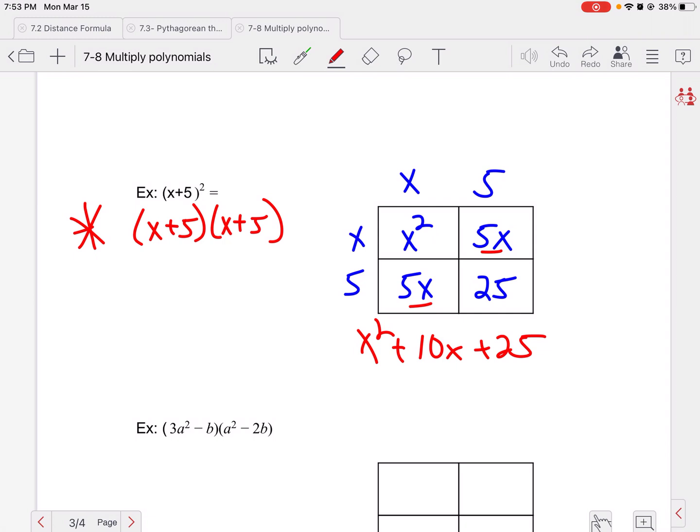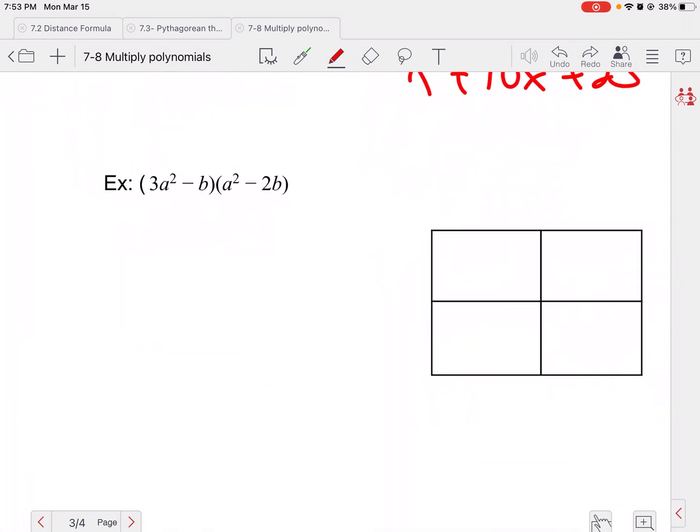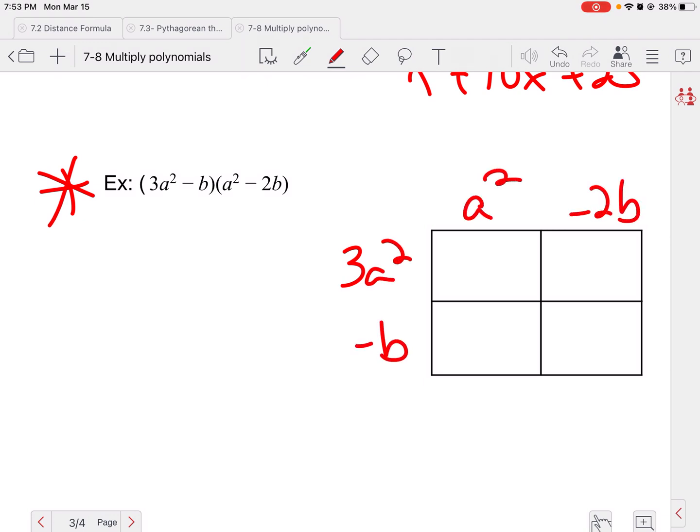All right. Again, let's try this one. We'll have you guys try it. So we're going to have 3a squared and minus b, and a squared minus 2b. Well, 3a squared times a squared would be 3a to the fourth, because we add our exponents.